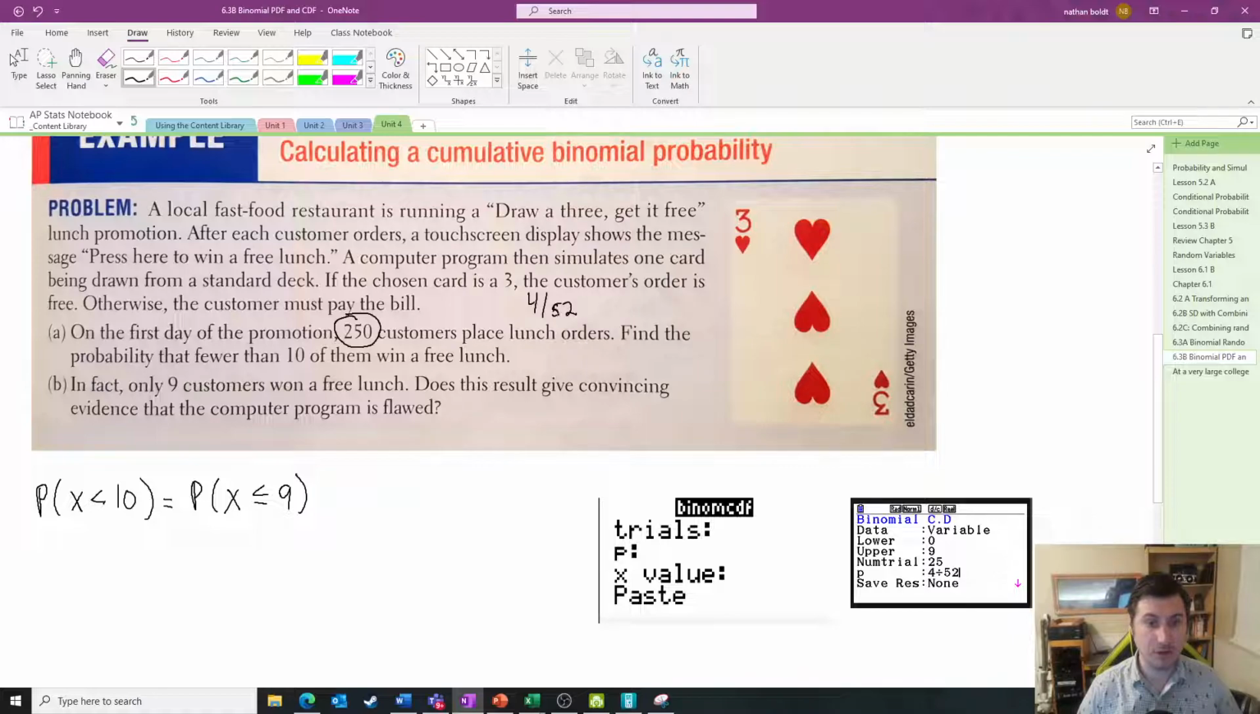And it's always 4 out of 52 because each person supposedly gets a new digital deck. But again, that denominator would change if we were drawing multiple cards and not replacing them. But we don't have to worry about this. So it satisfied all of BINS. We're good to go with the binomial.